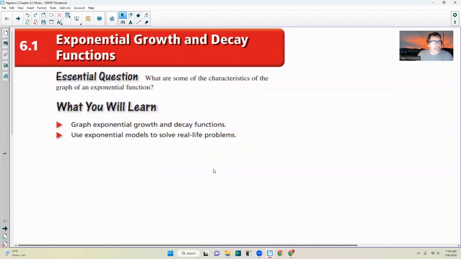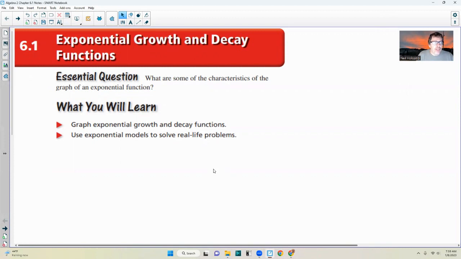Okay, this is chapter 6.1, exponential growth and decay functions. Essential question: what are some of the characteristics of the graph of an exponential function? So it looks to me like we are done with quadratics for now and radical functions. Now we're going on to exponential.